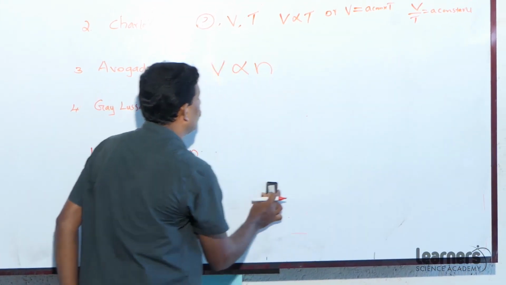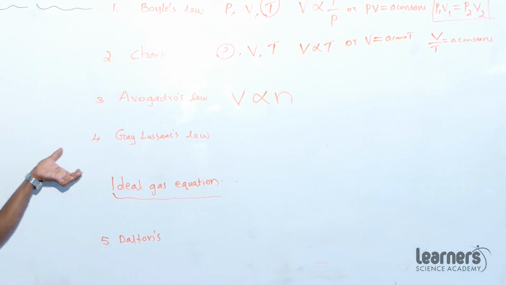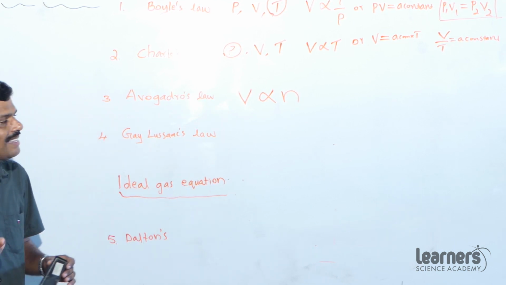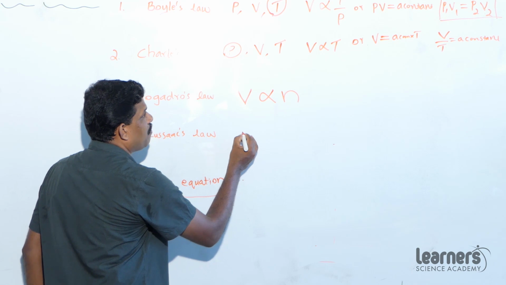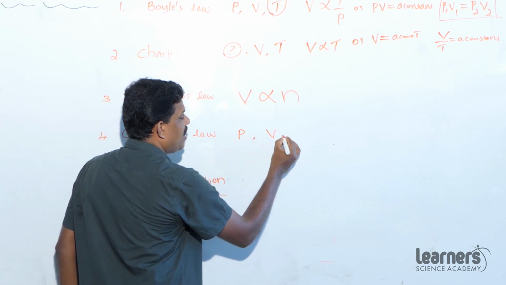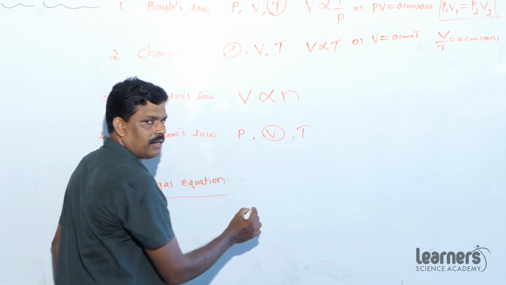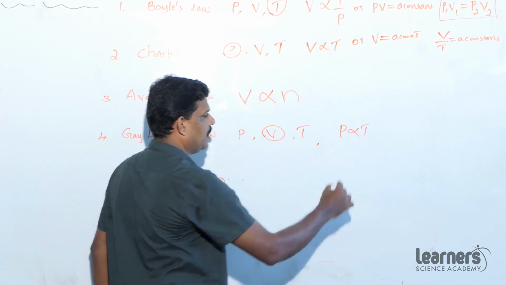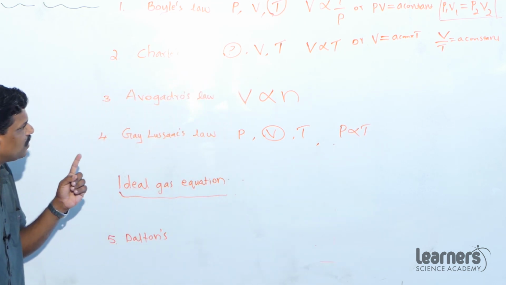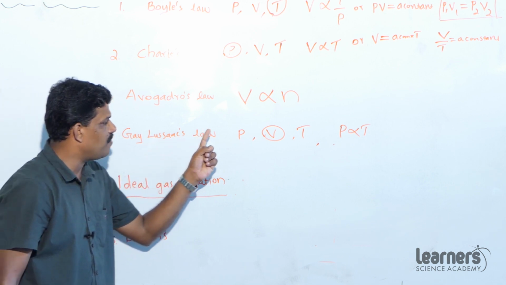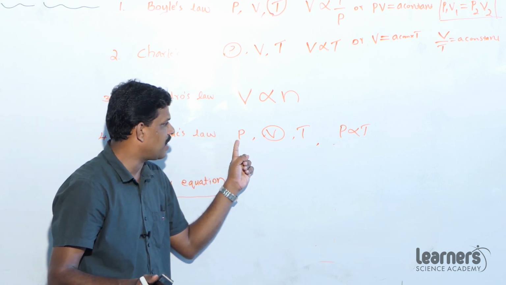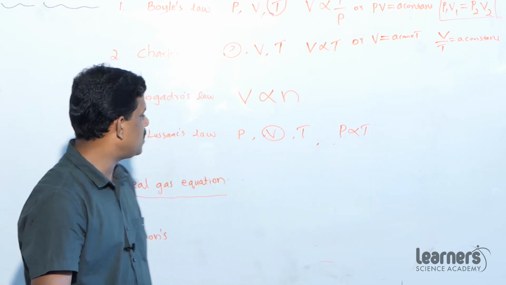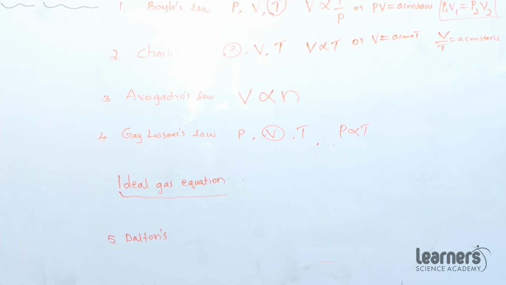Now we go to the fourth law, Gay-Lussac's law. Gay-Lussac's law was put forward by Gay-Lussac. It states that for a given mass of a gas, when volume remains constant, pressure is directly proportional to temperature in Kelvin scale. This is called Gay-Lussac's law.